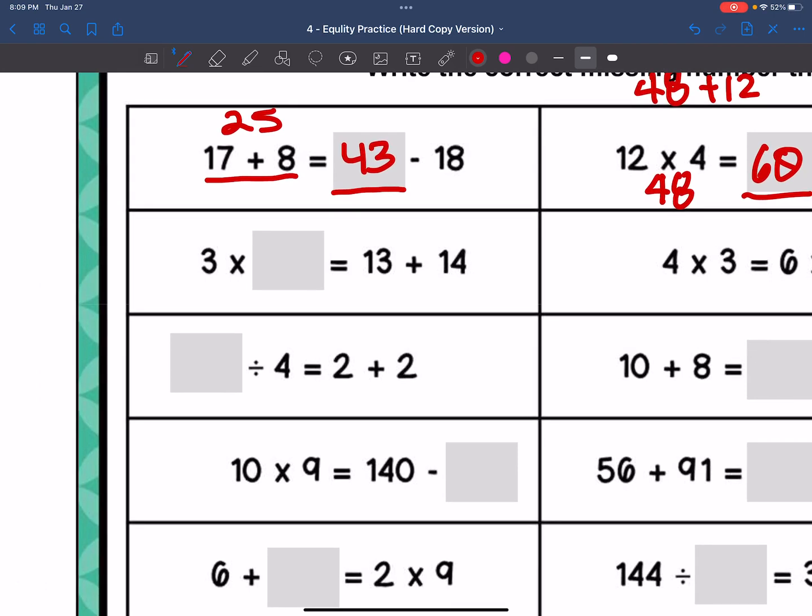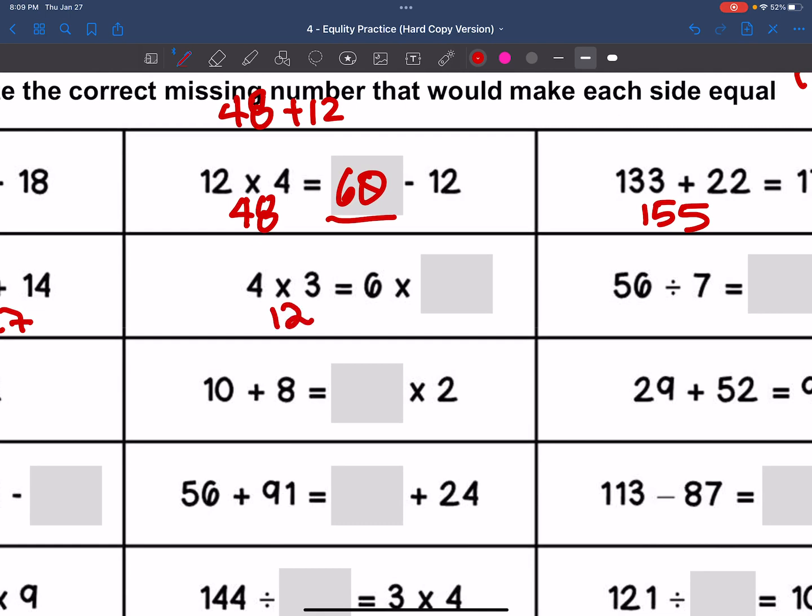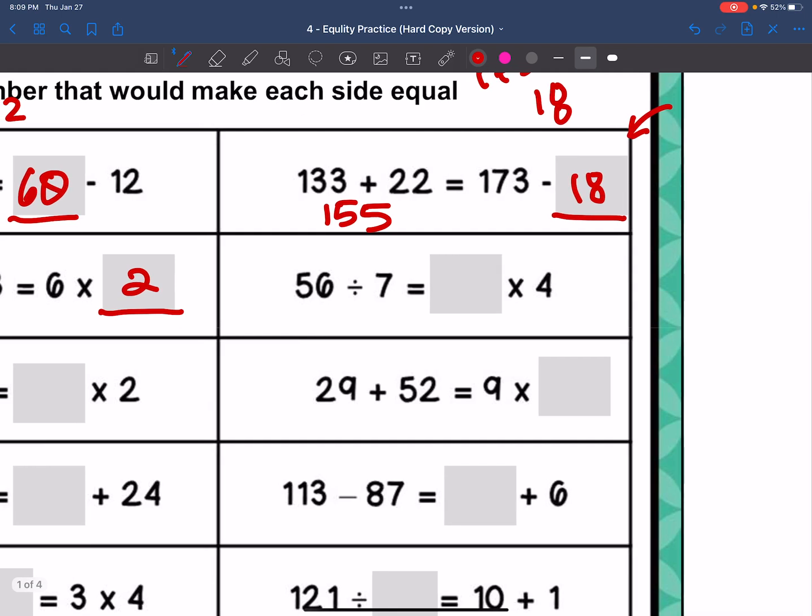All right. 23 plus 14 gives us 27. Well, we have 3 times some number to give us 27. You could do 27 divided by 3 to figure that out. Or if you know your times tables, you should know that 3 times 9 is 27. Then we have 4 times 3 is 12. 6 times something should give us 12. And if you don't know your times tables, you could do 12 divided by 6, and that gives you 2. Next up, we have 56 divided by 7, which is 8. We have to do some number times 4. Well, we can take 8 and divide it by 4 to give us 2.